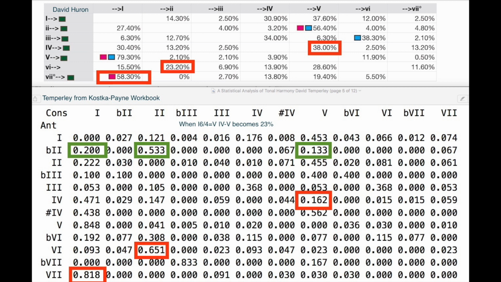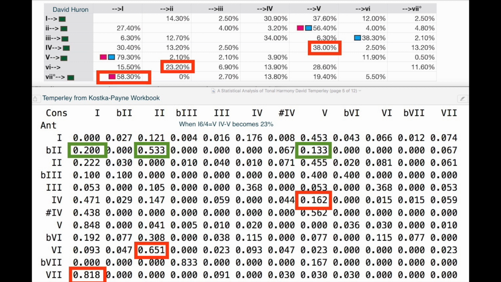Temperley includes chromatic chords, and there's some ambiguity as to what these chords are. For example, he includes flat 2 chords, highlighted by green boxes. I would expect a flat 2 chord to be a Neapolitan, which should normally resolve to a 5. Temperley has it resolving to a 5 only 13% of the time. Temperley's prevalent resolution is to a 2 at 53%. This statistic leads me to believe that the chord in question is not a Neapolitan, but is a 7 diminished of 2.